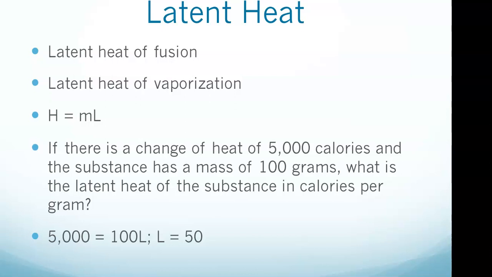If there is a change of heat of 5,000 calories and the substance has a mass of 100 grams, what is the latent heat of the substance in calories per gram? All right, so they're going to give you two of the three variables, and you just have to solve doing some basic math. So in this question, we are given H and m, and then we need to solve for L, right? With L being the latent heat. So you set it up, 5,000 equals 100 L, divide each side by 100, and L, the latent heat, equals 50.